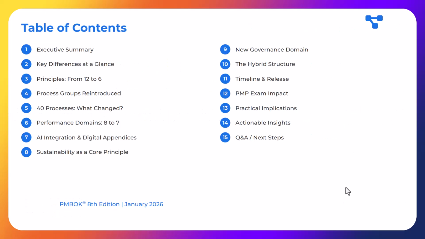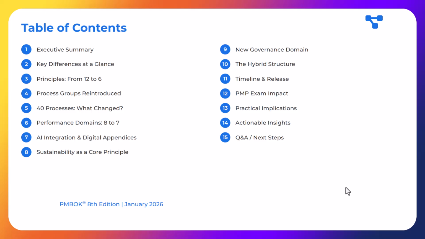Some of the key insights are around, first of all, an executive summary of those changes, the key differences at a glance. The principles go from 12 to 6. You'll see the process groups being reintroduced in this version. There are 49 processes. I believe they're going to trim it down to 40. What changed about the ones that they had from what they're going to be using? The performance domains are going down from 8 to 7, and there'll also be the introduction of another domain.